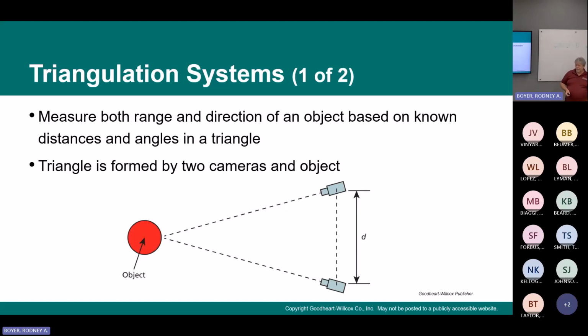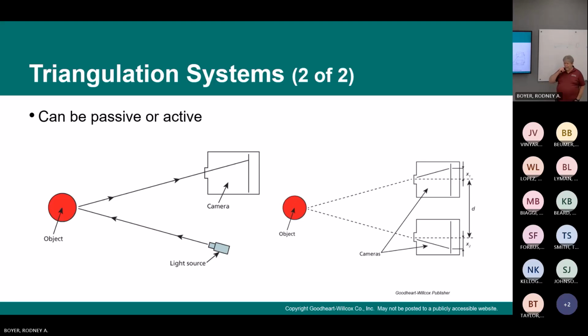Triangulation systems have to have 2 cameras, much like your eyeballs, at 2 different angles. You can figure out the distance to the object because of what is known as parallax. There's a slightly different image in each camera, and then software is used to determine where it's at.